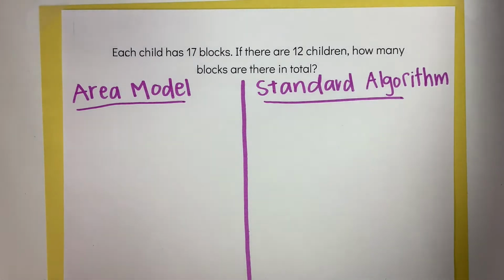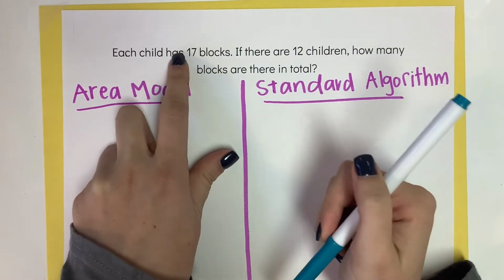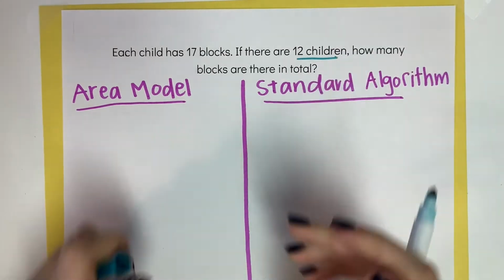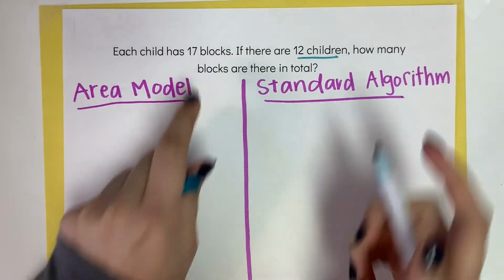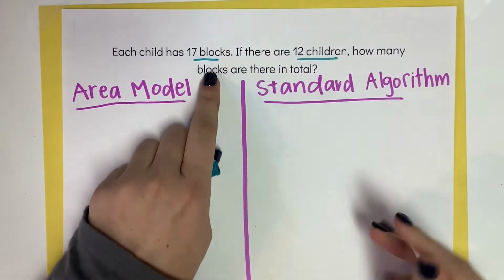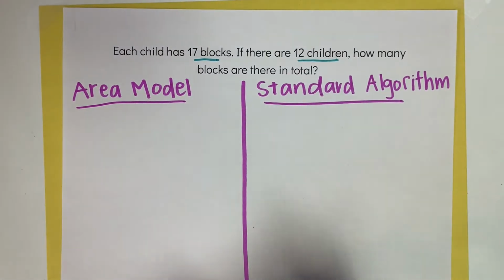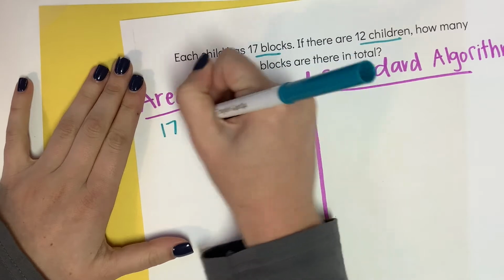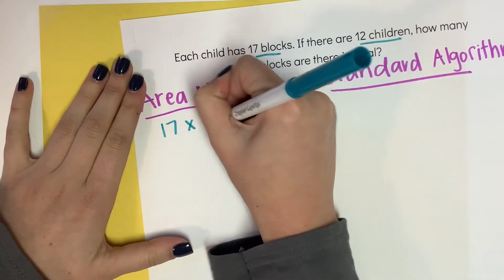So we have 12 children, and each child has 17 blocks. So we have 17, 12 times. So the problem we're solving is 17 times 12.